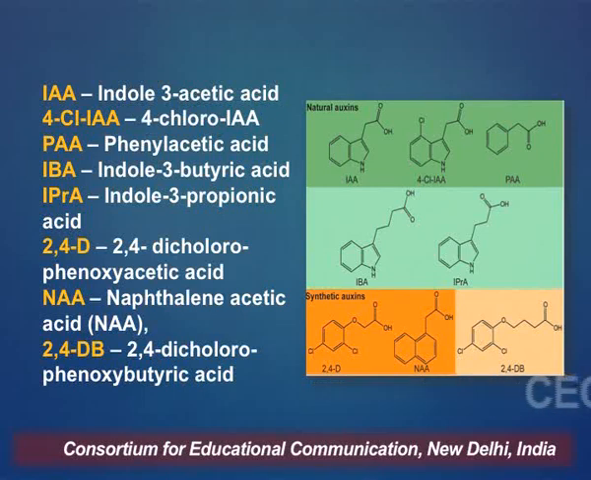Now, indole 3 butyric acid and indole 3 propionic acid are considered to be very less active or almost inactive auxins. Likewise, for synthetic auxins, the most common examples are 2,4-dichlorophenoxyacetic acid and naphthalene acetic acid. These are the two most active synthetic auxins. Another example, 2,4-dichlorophenoxybutyric acid, is a very less active or almost inactive synthetic auxin.